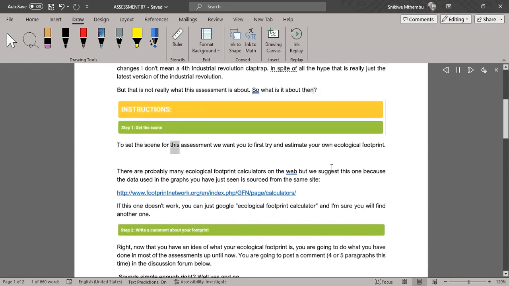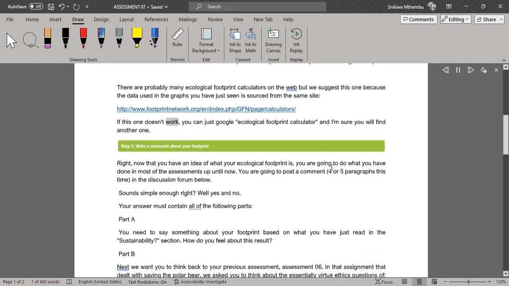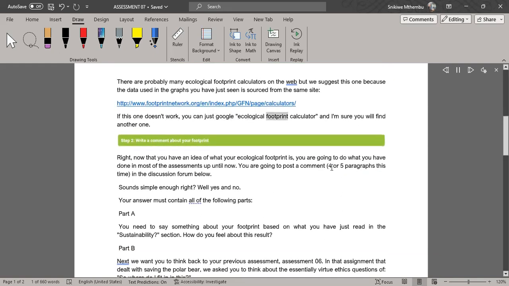To set the scene for this assessment, we want you to first try and estimate your own ecological footprint. There are probably many ecological footprint calculators on the web, but we suggest this one because the data used in the graphs you have just seen is sourced from the same site. If this one doesn't work, you can just Google ecological footprint calculator and I'm sure you will find another one.